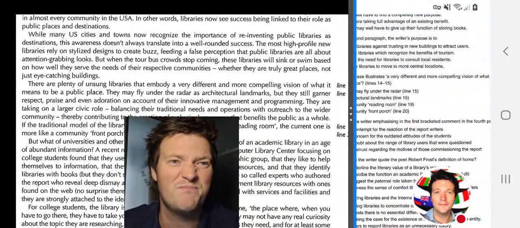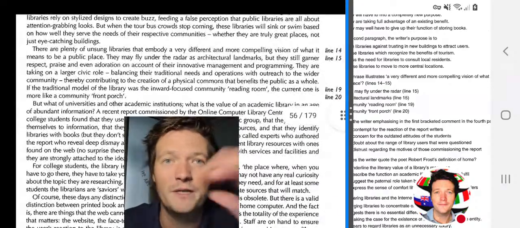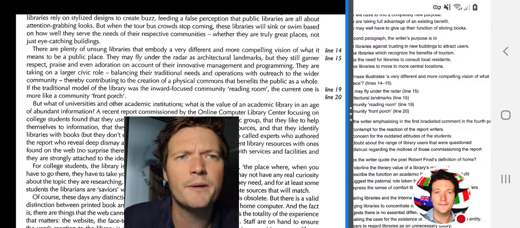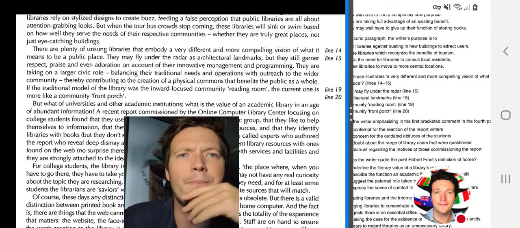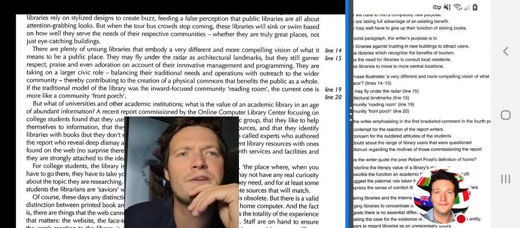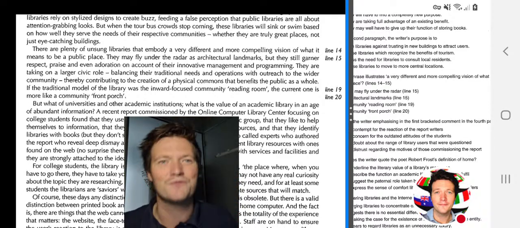It sounds to me like D is going to be the right answer just because it sounds like what they're looking for, really. So we're in the third paragraph here, line 14, 15. You should be able to see that. There are plenty of unsung libraries that embody a very different and more compelling vision of what it means to be a public place. Right.